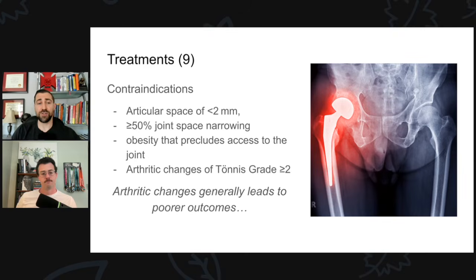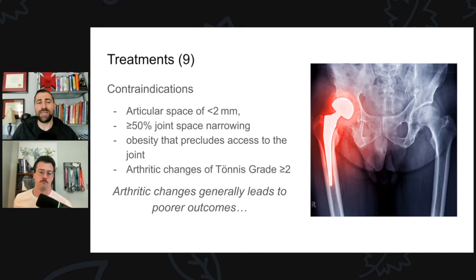Contraindications for FAI surgery, and this is really important that you understand. Hopefully your doctor understands this too, right? So the importance of always having good surgeons. If you have an articular space less than 2 millimeters, then you're probably going to have a bad outcome from FAI surgery. Essentially, you have too much arthritis. If you have greater than 50% joint space narrowing, or obesity that precludes access to the joint, or you have arthritic changes of a Tonnis grade greater than or equal to 2.